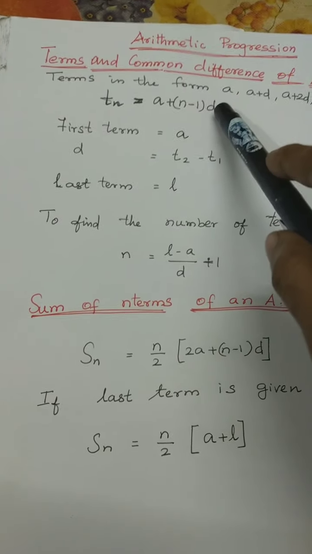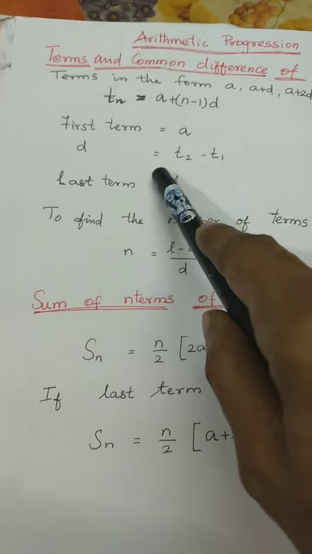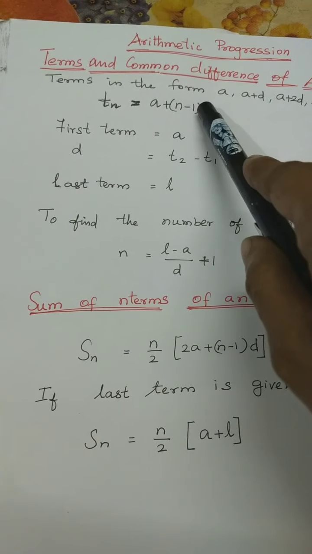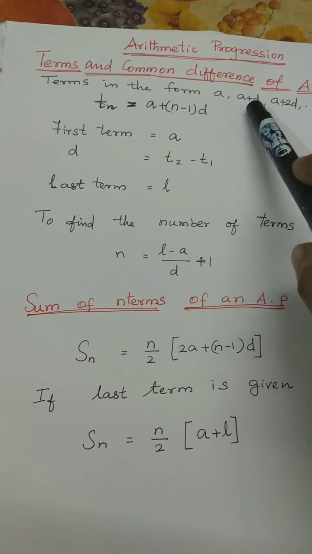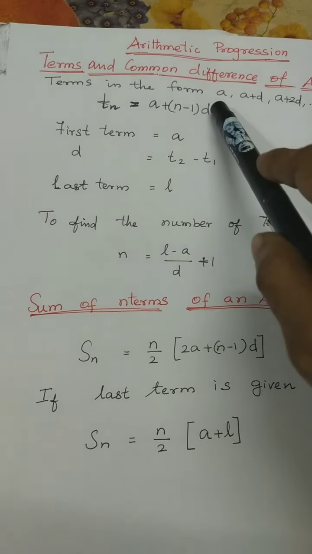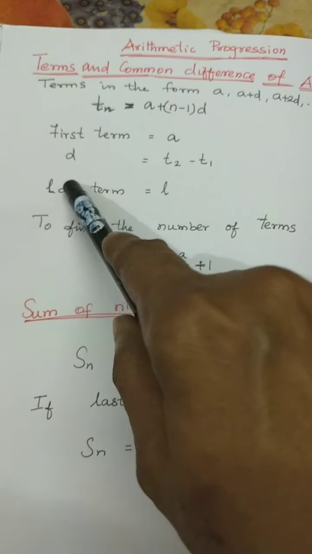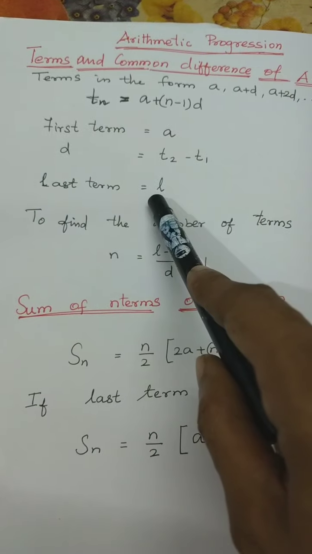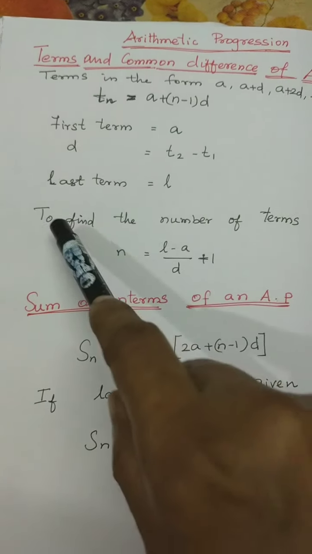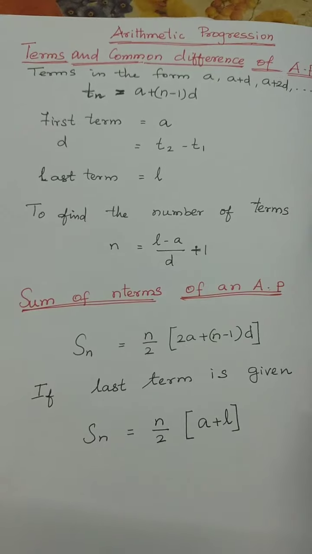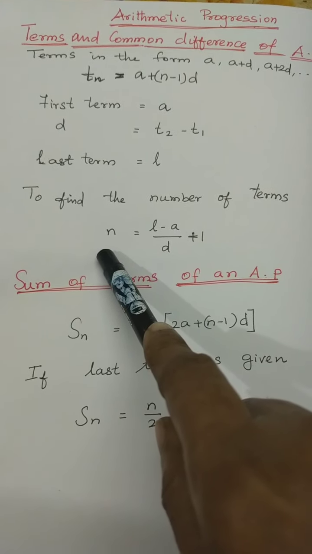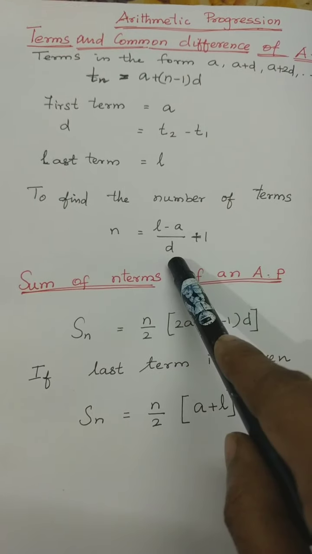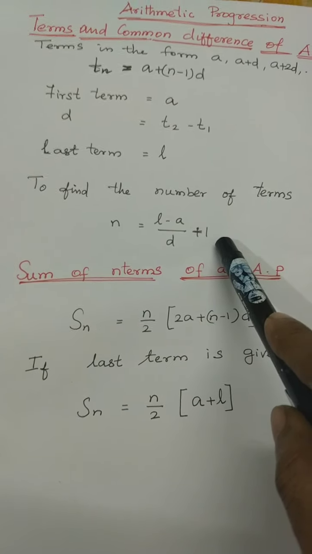Here the first term is a, and d is equal to T2 minus T1. This T1, T2 means term 1, term 2. So T2 minus T1 is the difference. If they give the last term, that is l, then to find the number of terms, we have to use this formula: n is equal to l minus a by d, plus 1.